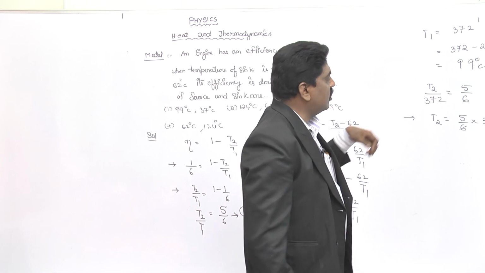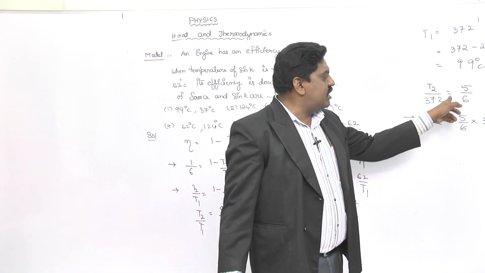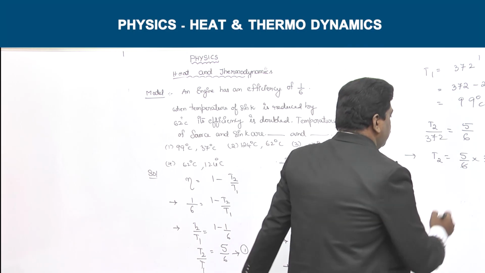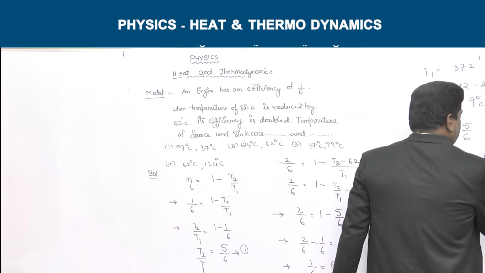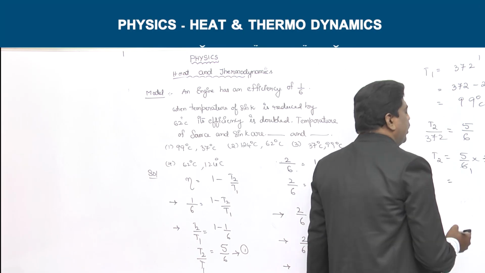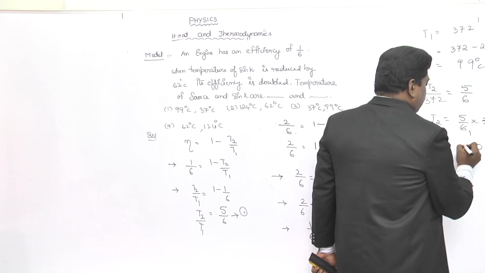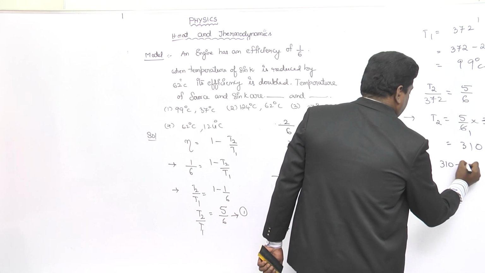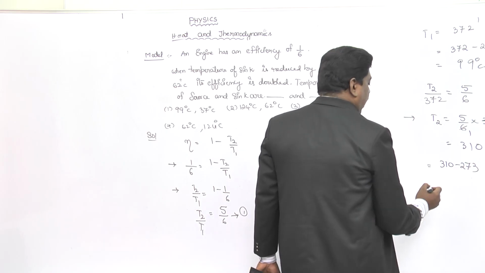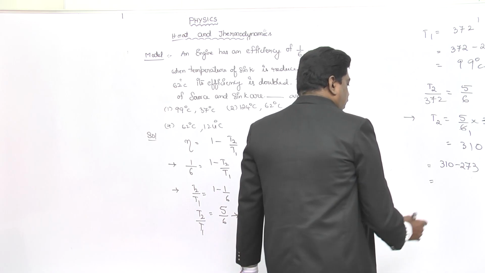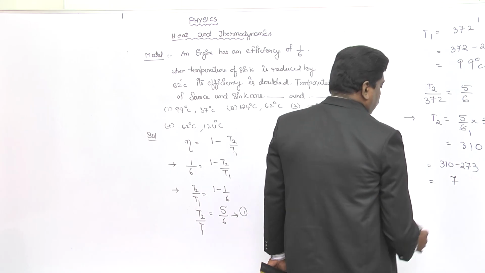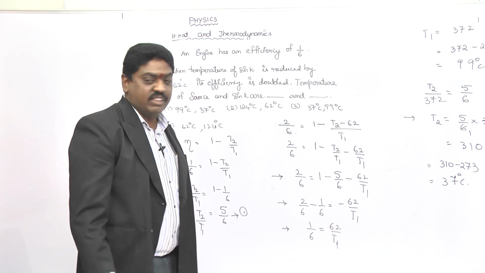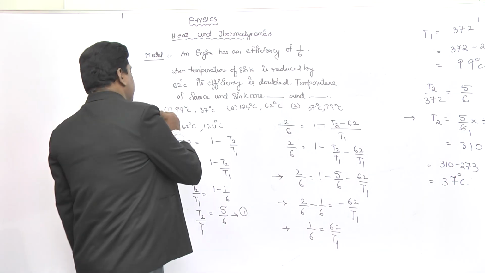Retake from here onwards. T2 by 372 equals 5 by 6. T2 equals 5 by 6 into 372. 6 ones are 6, 6 2s are 12, 62 into 5 is 310. 310 minus 273, which we get as 37 degrees Celsius. So therefore the temperatures are 99 degrees Celsius and 37 degrees Celsius, which is our first option.